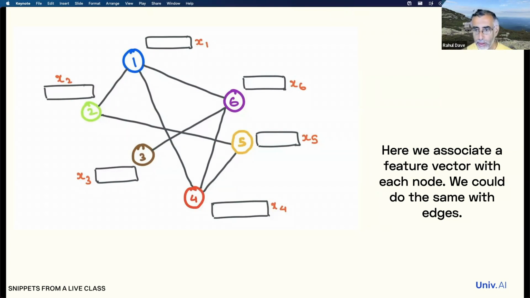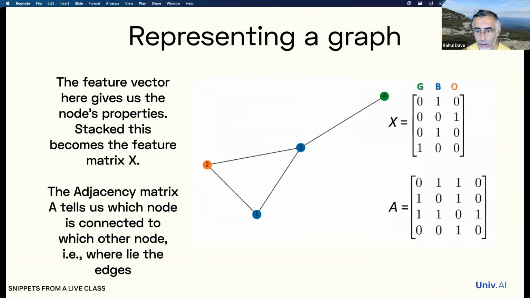Okay. So let's talk about representing this graph. Very, very simple ideas of representing this graph. This is a four element graph, and we have some colors on the nodes. And let's say these colors are our features, right? And we have how many colors? We have 3 colors, right? So a simple idea: one hot encode the colors, right? There's green, blue, orange. And so, node number 1 is a blue node.